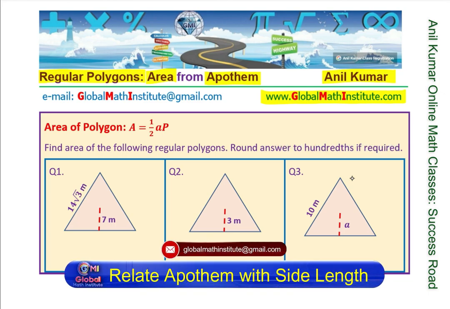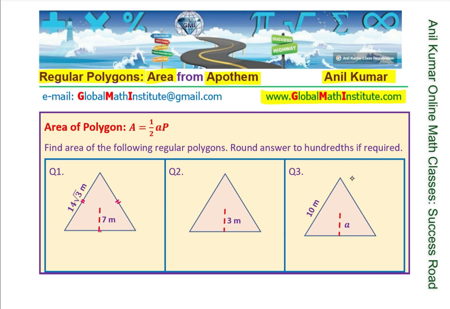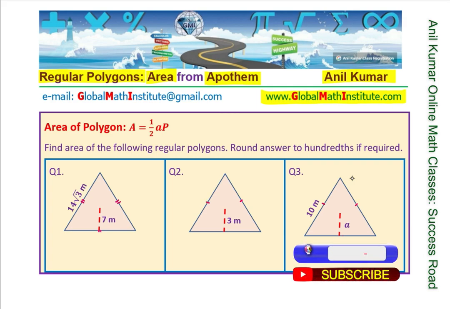So we are given three different conditions here. These are all equilateral triangles, let me mention that. Regular means all sides are equal and all angles are equal, correct? That's what we mean by regular.